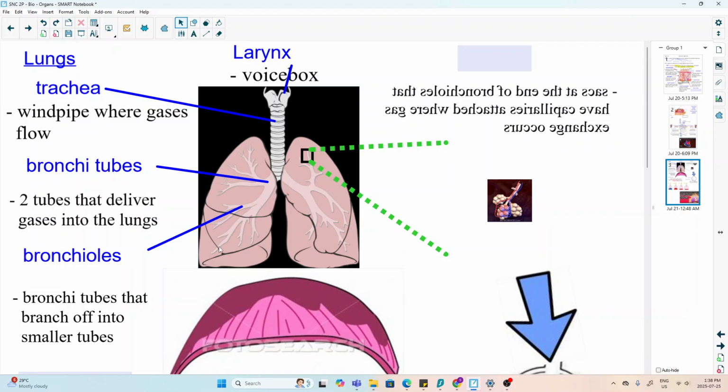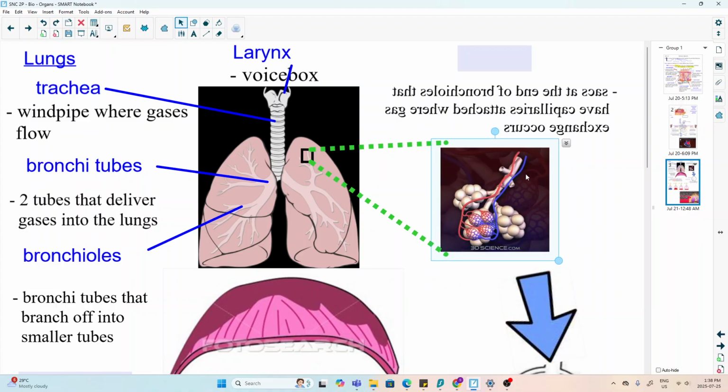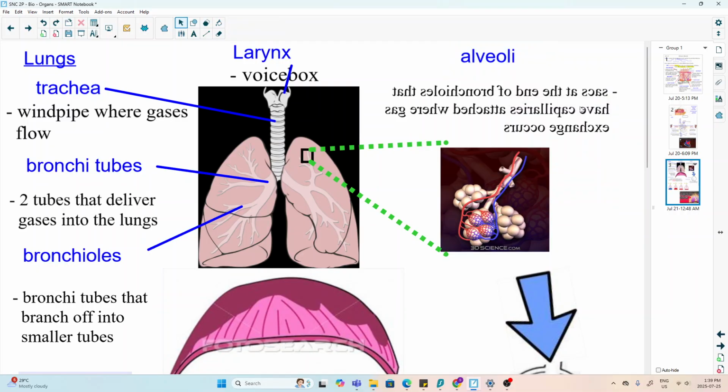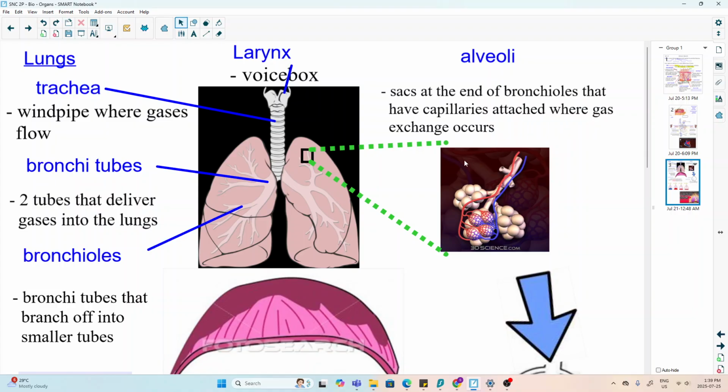Now, at the end of these bronchioles, you'll see little sacs that kind of look like this. So this is my bronchiole right here, and you see little sacs. Those sacs are called alveoli. What the alveoli do is where the gases get exchanged between the blood and the air.